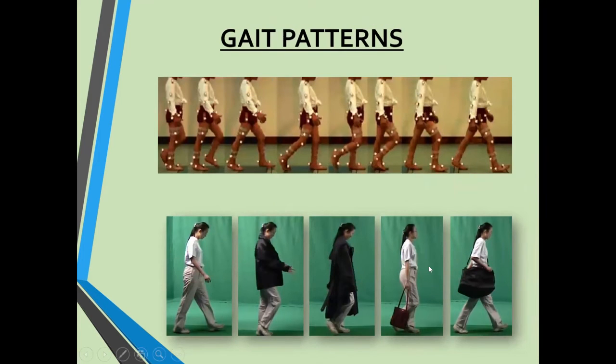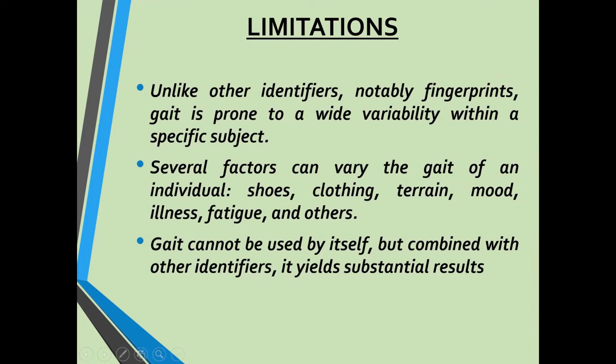Here we can see how it captures. Limitations. Unlike other identifiers, notably fingerprints, gait is prone to a wide variability within a specific subject. Various factors can vary the gait of an individual: shoes, clothing, terrain, mood, illness, fitness, and fatigue, and others. Gait cannot be used by itself, but combined with other identifiers, then it yields substantial results.